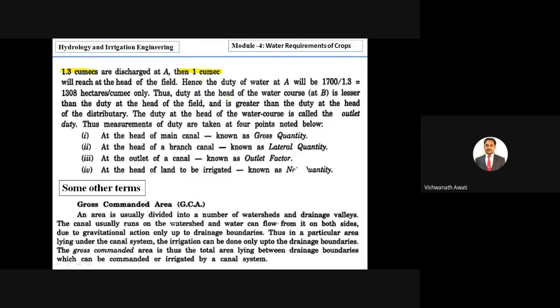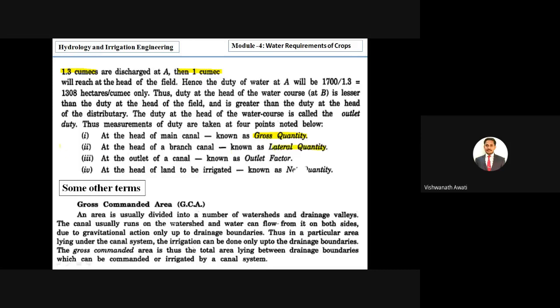So if you see here how they are measuring the water from different levels. If taken at the head of the main canal, then it is the gross quantity. They have calculated it as a gross quantity. If it is measured at the head of the main canal, then at the head of the branch canal, it is known as the lateral quantity of water.